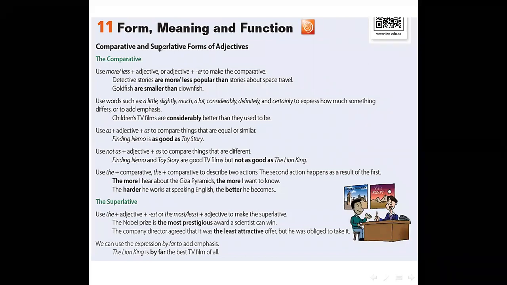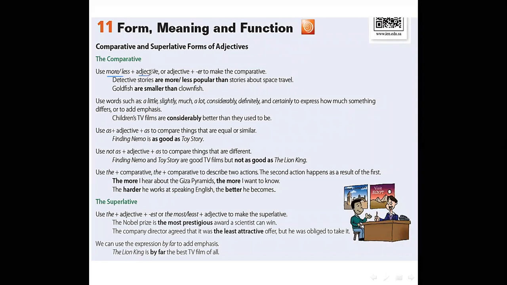We use comparative to compare between two things or two people. We can use more or less plus adjective for long adjective like expensive, interesting, beautiful, or adjective plus er for short adjective like small, fat, fast to make the comparative. For example, detective stories are more or less popular than stories about space travel. Where is the adjective here? Excellent. Popular. It's a long adjective. So we use more or less than.